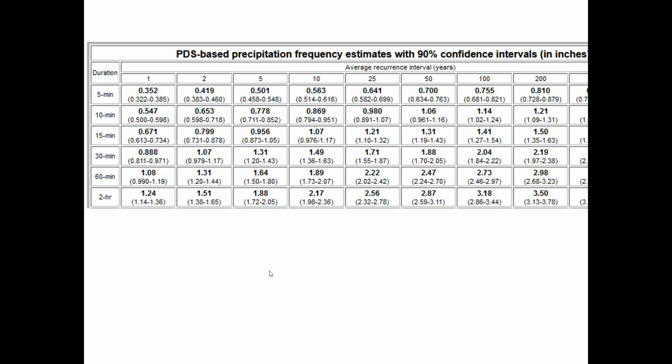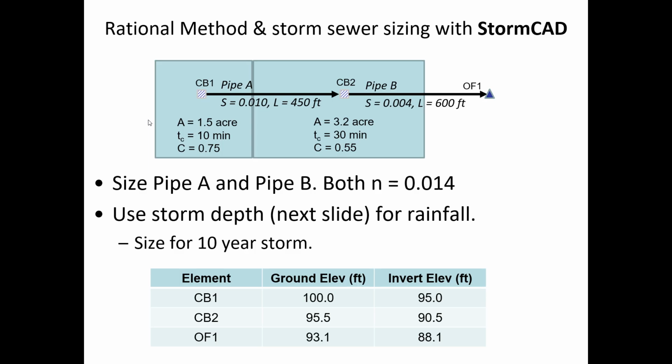10-year storm. Here is a precipitation depth table. These are not intensities. These are depths. And so there's a couple of different ways to specify the storm data in StormCAD, and we'll look at 2 of those methods today. And the one that we'll ultimately use for our problem will rely on these depths.